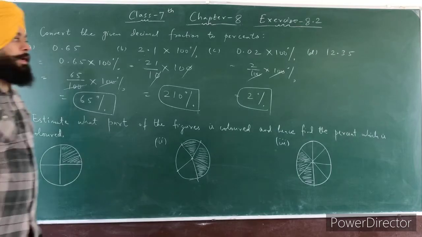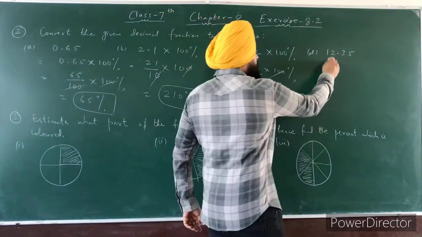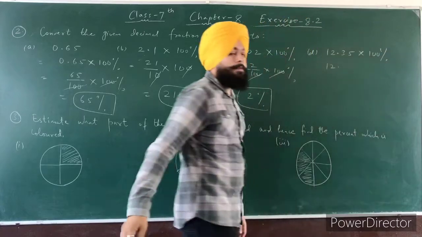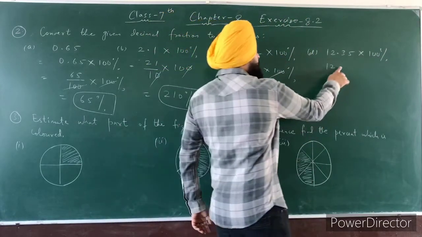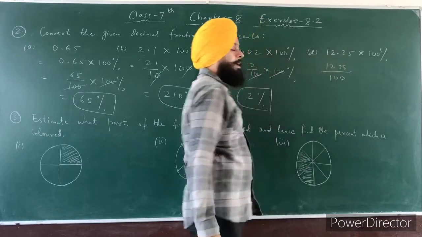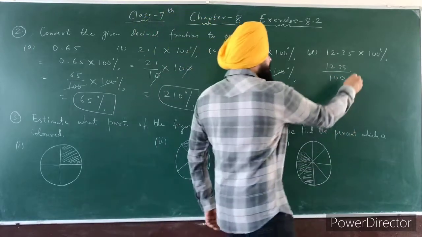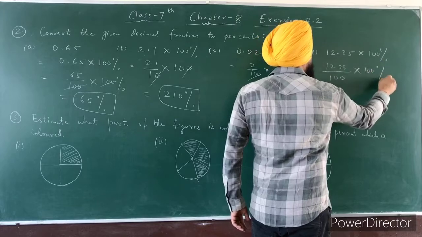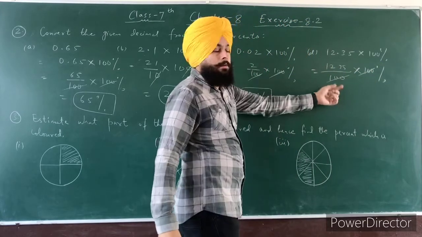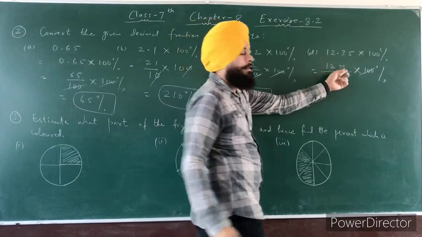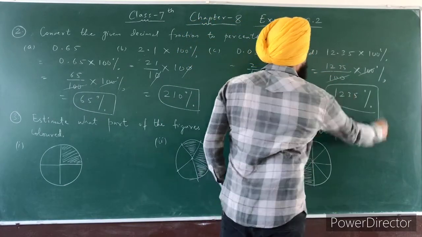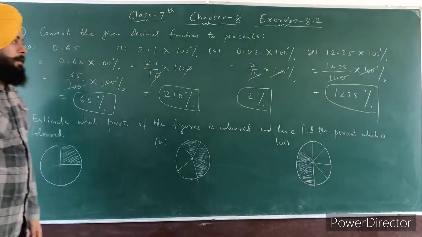Next, part D is 12.35. Again multiply with 100%. So 12.35 in fraction is 1235 over 100. Multiply with 100%. This 100 cancels. What is left here? 1235%. This is your answer. Alright.